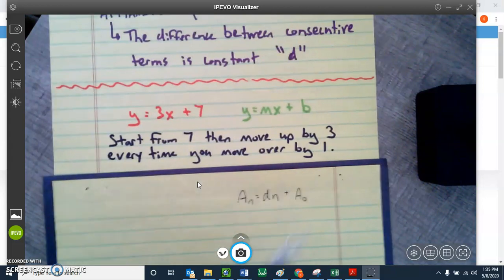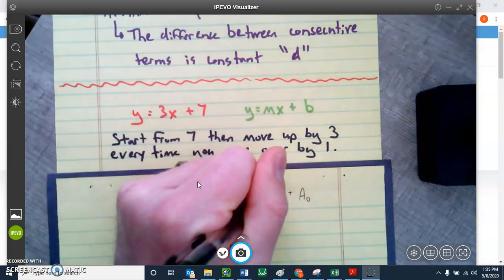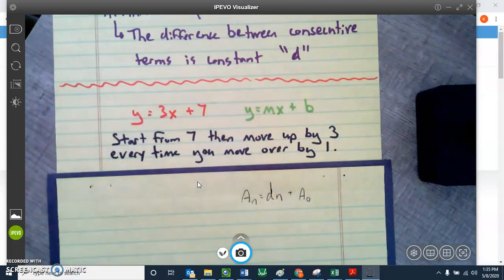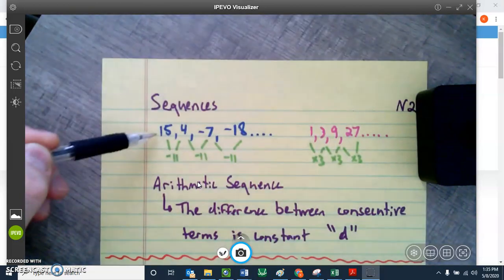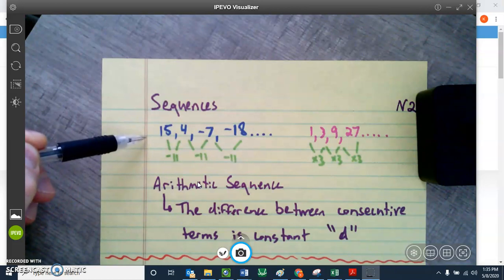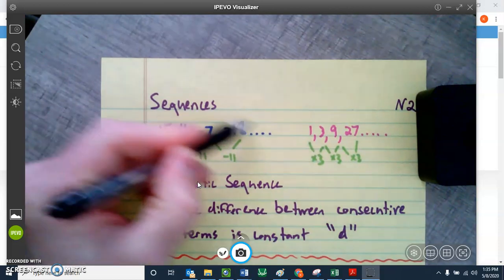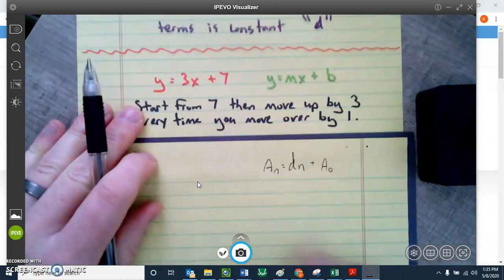This formula will be fine for sequences. We can find what we need as long as we know that this a sub 0 is the term before the first term. We'd have to figure out whatever our pattern is. If we're subtracting by 11 each time, like we were on these ones, then for the 0th term we would have to add 11 going the other way, and we'd get 26. That would be our 0th term if I was going to make a formula for this. So we can use this formula.